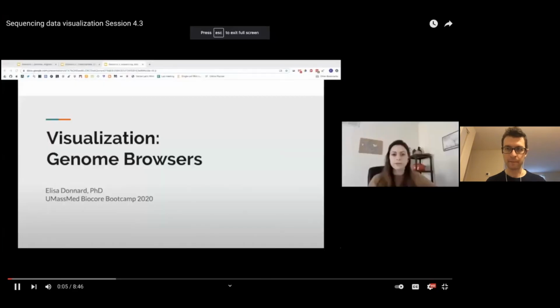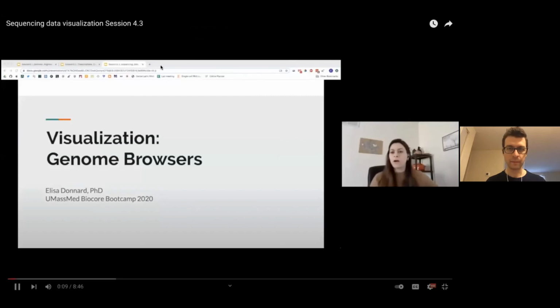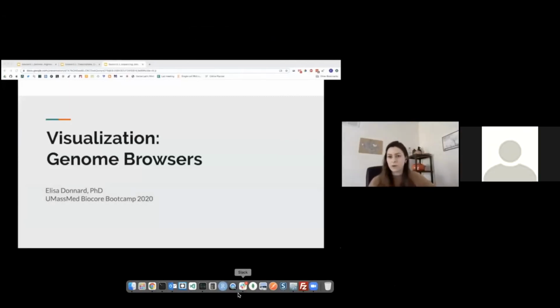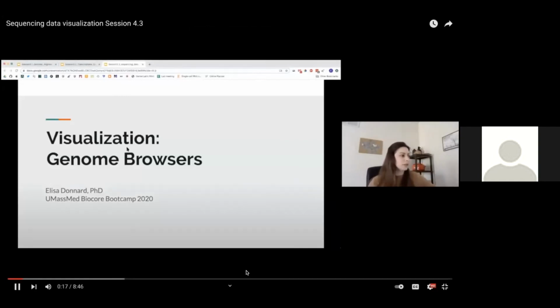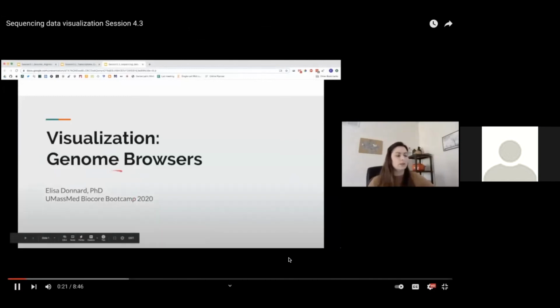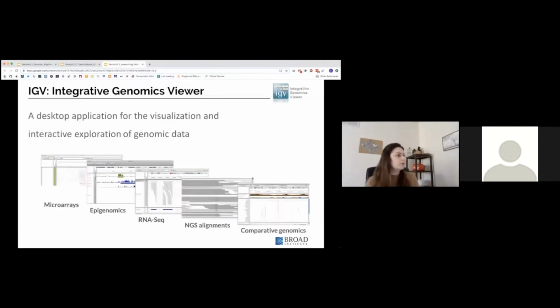All right, so once we have our alignments, and even before we have our quantifications, we can use that data now for visualization. There are a couple of options in terms of genome browsers, and I'm going to introduce you to one of them today, which is the IGV, the Integrative Genomics Viewer.